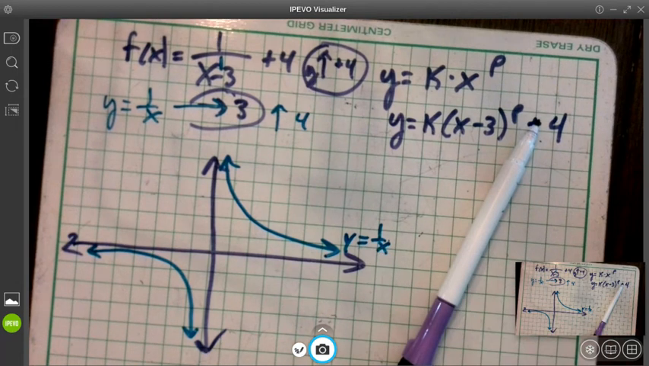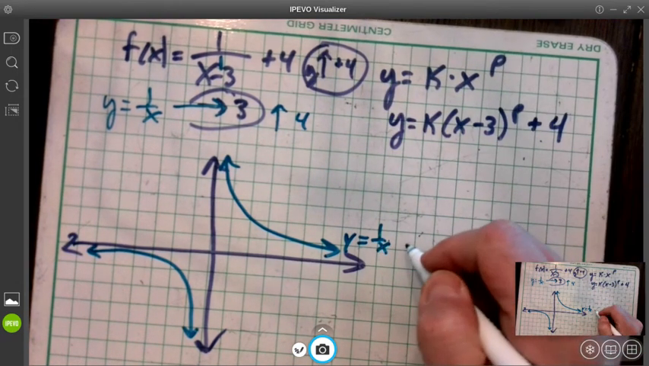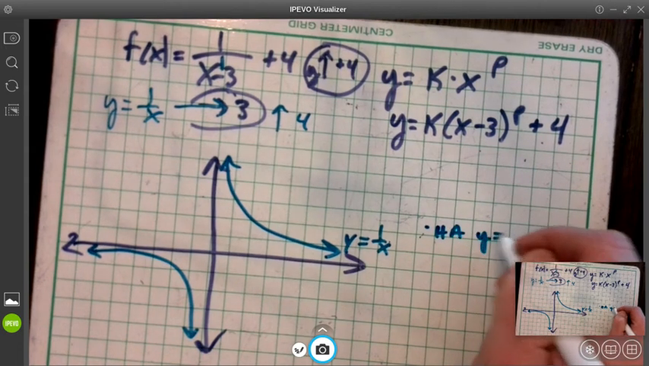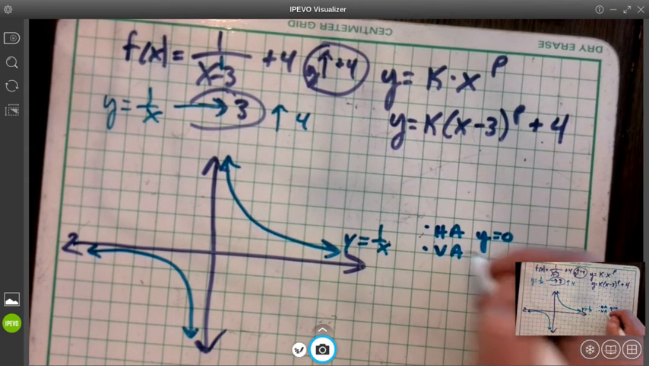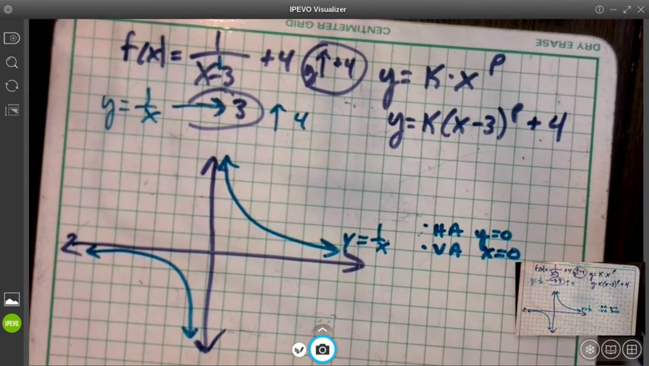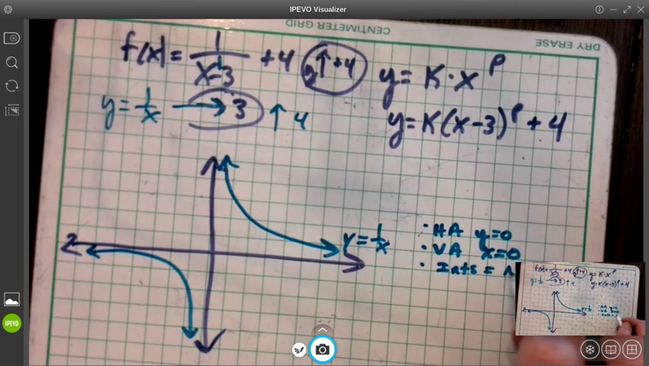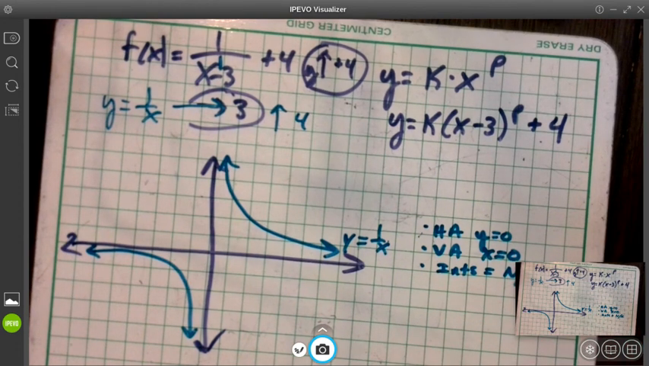And now we know things about y equals 1 over x. We know that it has horizontal asymptote y equals 0. We know that it has a vertical asymptote x equals 0. We know that there are no x-intercepts or y-intercepts. So it looks like that.